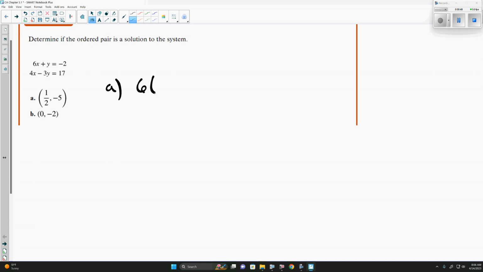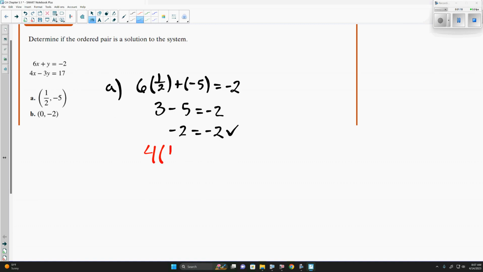So we can say 6 times 1/2 plus -5 is equal to -2. And we want to see if this is a true statement. Now we can say 6 times 1/2 is 3 minus 5 equals -2. -2 is indeed equal to -2. So that works. But we have to plug it into the other equation as well.